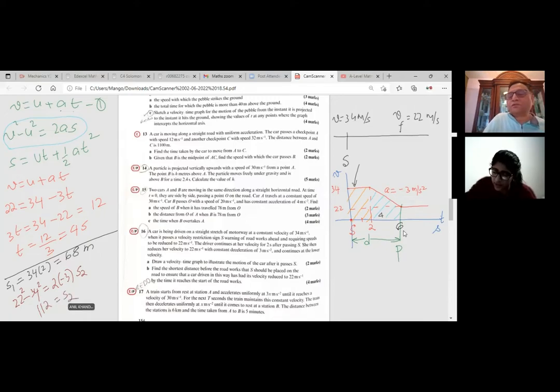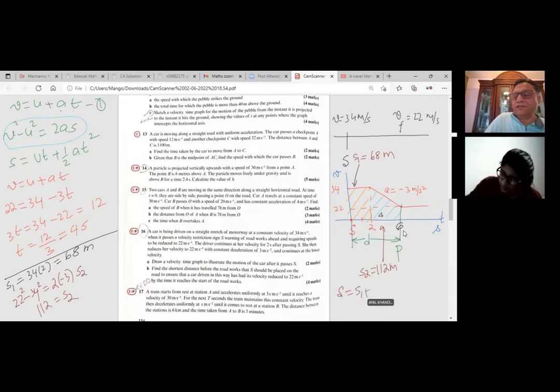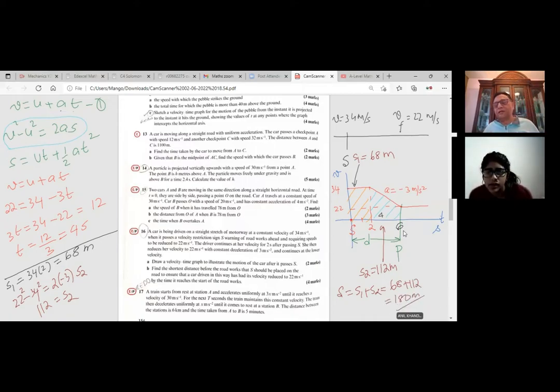112. Yeah, 112. So we know this distance S1 is 68 meters, and this distance S2 is 112 meters. So the total distance S is S1 plus S2, add them, right? 180 meters. So that is how you could do it.